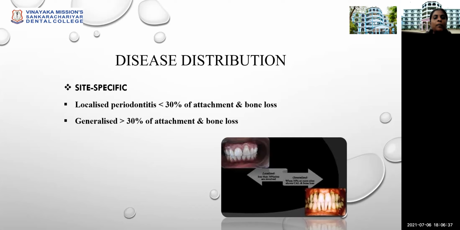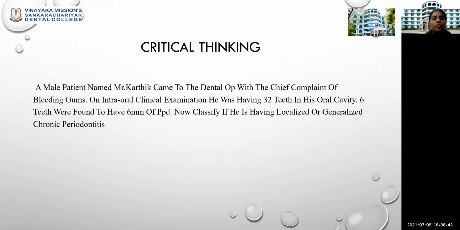If more than 30% of attachment and bone loss occurs, it is generalized chronic periodontitis. I will ask you a question now. Let me say a male patient named Karthik comes to your dental OP and you are the dentist there.